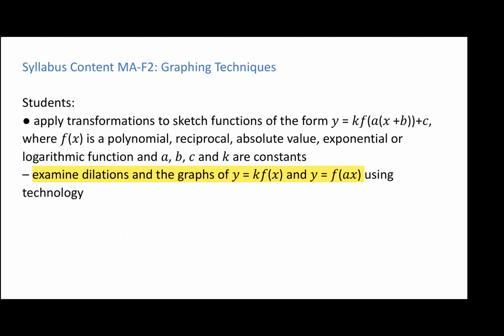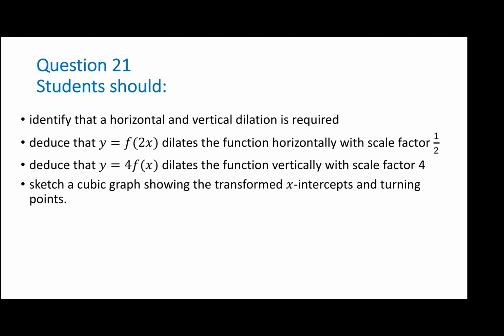So we're looking at dilations here in the syllabus. It's y = kf(x) and y = f(ax). Students should identify that a horizontal and vertical dilation is required. They would deduce that y = f(2x) is a dilation horizontally with a scale factor of 1/2, and y = 4f(x) dilates the function vertically with a scale factor of 4. And then, of course, we need to actually sketch the cubic graph showing the transformed x-intercepts and turning points.